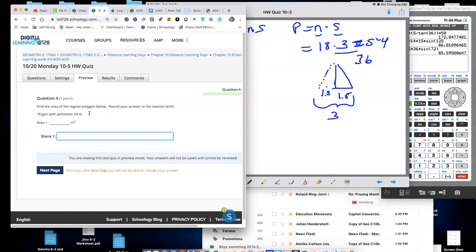360 divided by 18 is 20. So that whole central angle is 20, but I just want half of it, so this is 10 degrees. Now I want to find my apothem. Finding my apothem means finding the height of this triangle. Remember, this is a right angle, and that's the center of the figure we're looking at.